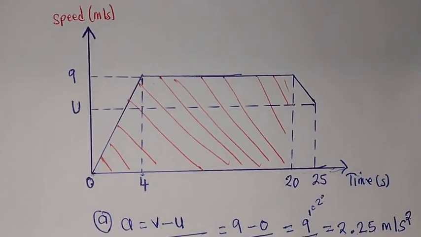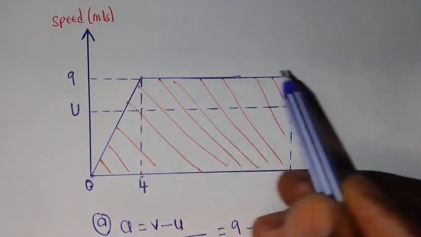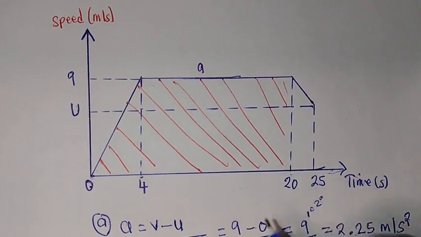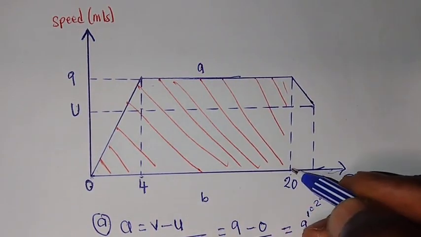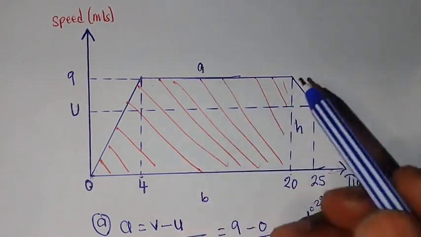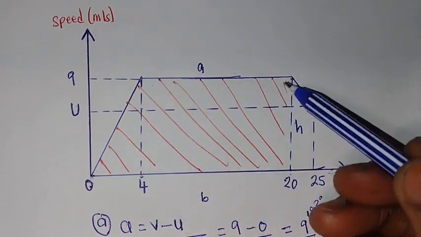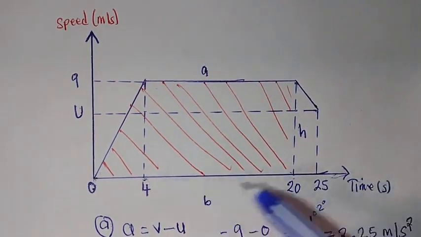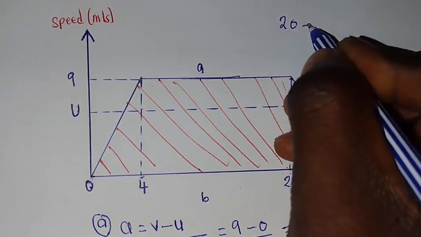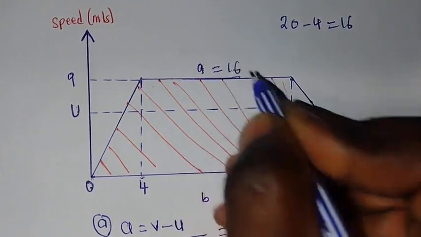So let us come back to our graph. A will be represented by this from here up to here. Then from 0 up to 20, we have B. Then the height is from here up to this point. This is where we're going to have the height. So A is the difference in time between 20 and 4. So down here we have a 20, here you have a 4. So the difference in time is 20 minus 4. This will give us 16. So the value of A is 16.